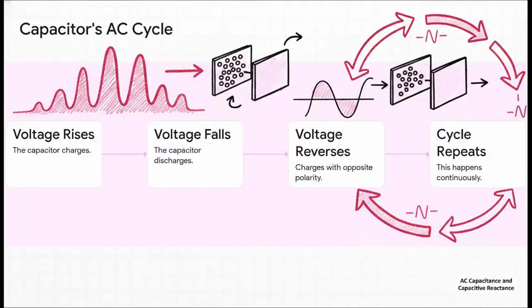So how does our little capacitor deal with this constant wave of changing voltage? Well, it tries to keep up. As the voltage rises, electrons pile onto one plate, charging it up. But just as it gets comfortable, the voltage starts falling, and all those electrons rush back out. Then, the voltage reverses, and electrons get shoved onto the other plate, charging it with the opposite polarity. It's this never-ending cycle of charge, discharge, charge the other way, discharge, thousands or even millions of times a second.